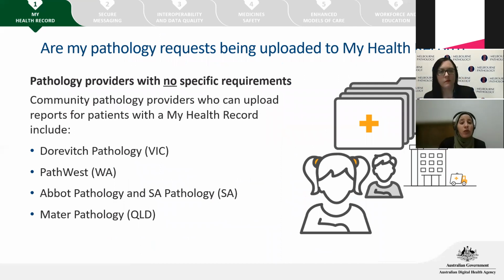Okay, so having a look here at the pathology providers that don't have any specific requirements. In Melbourne specifically, we have Dorevitch Pathology. A patient can take their request to any one of these pathology providers, and then within 7 days, that will be available within their My Health record, assuming they have their My Health record, and the information will stay on their My Health record for as long as it's active. The only exception is for any COVID-19 pathology reports, which are available within 24 hours. So there's no 7-day waiting period for that.